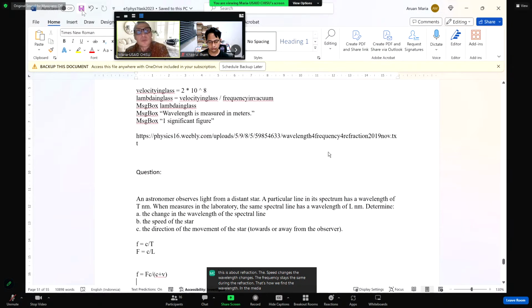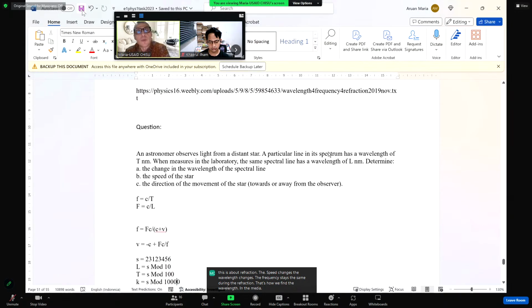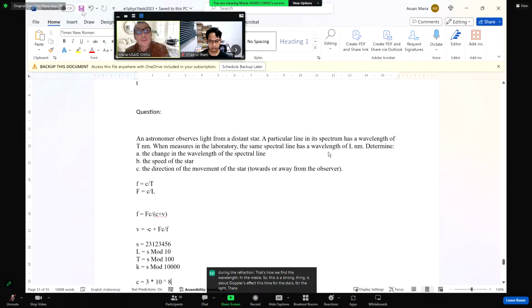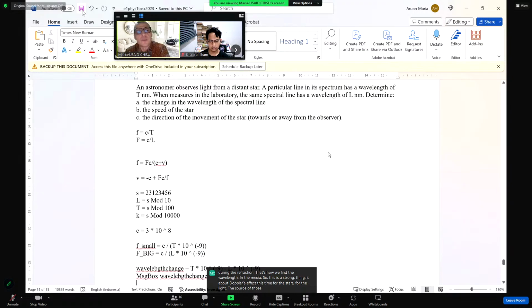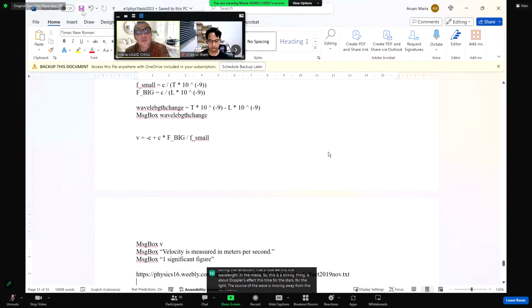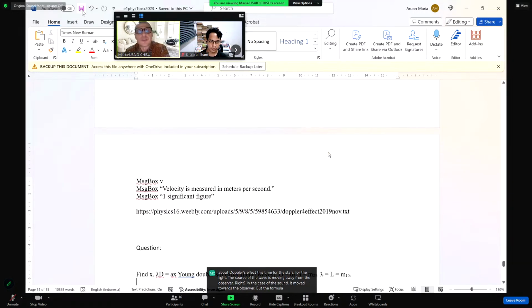So this is an astronomer thing, about the Doppler effect, this time for the stars, for the light. In this case, the source of the wave is moving away from the observer. In the case of the sound, it moved towards the observer, but the formulas are still the same. So please calculate the speed and give the direction, which is obviously away from the observer.